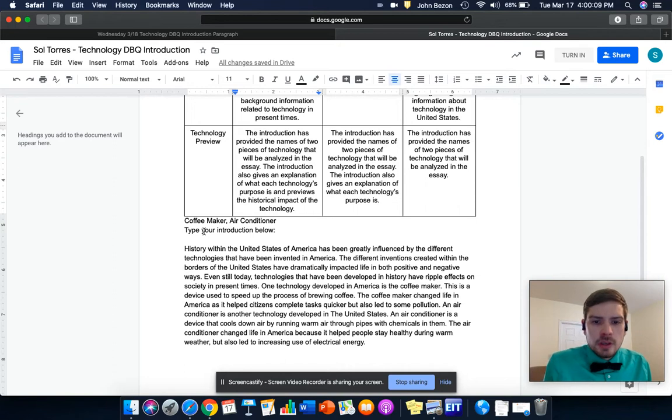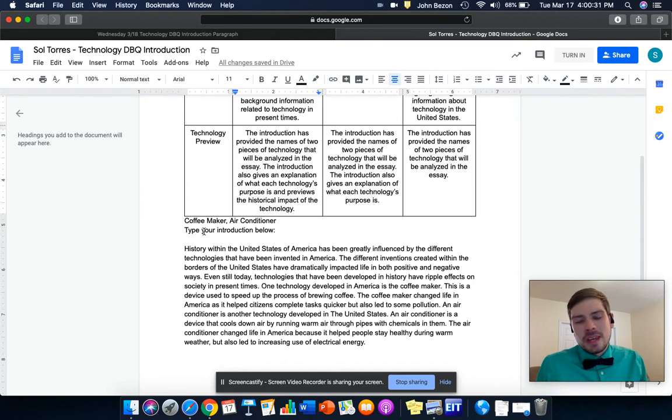An air conditioner is another technology developed in the United States. An air conditioner is a device that cools down air by running warm air through pipes with chemicals in them. The air conditioner changed life in America because it helped people stay healthy during warm weather, but also led to increasing use of electrical energy. All right, that's my introduction. I don't need to write any more. I should not write, continue reading to find more.